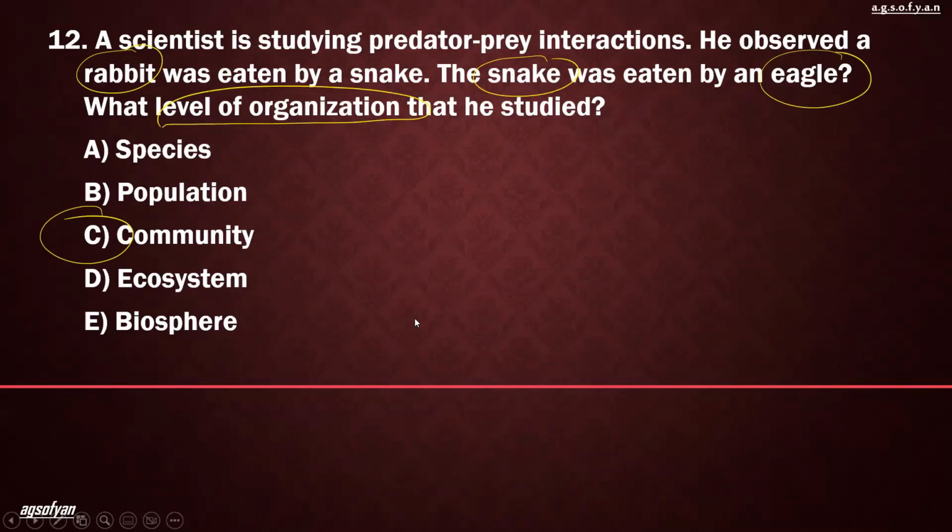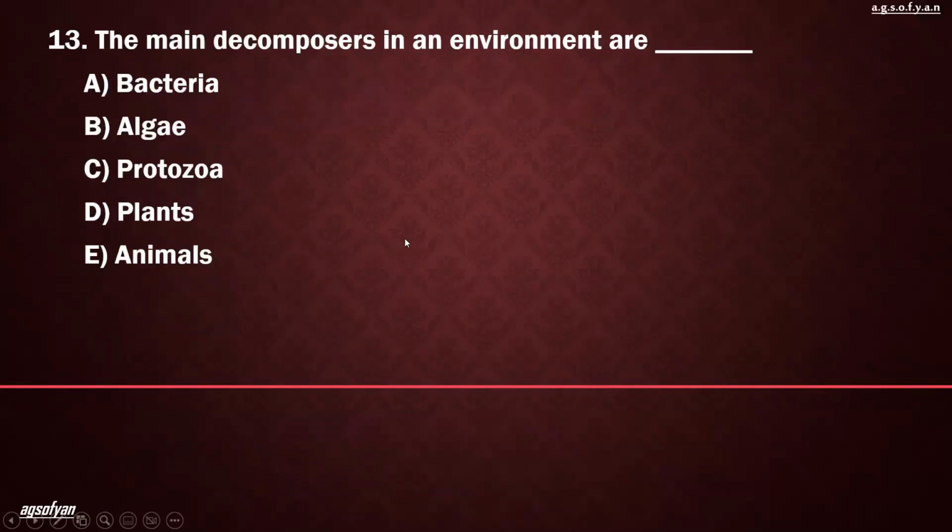Good. Next. The main decomposer in an environment. Algae is a producer, so it is not. Protozoa is a consumer, it is not. Plant is a producer, it is not. Animal is a consumer. Which one is the one that decomposes? Bacteria. And fungi. Some fungi are also decomposers.